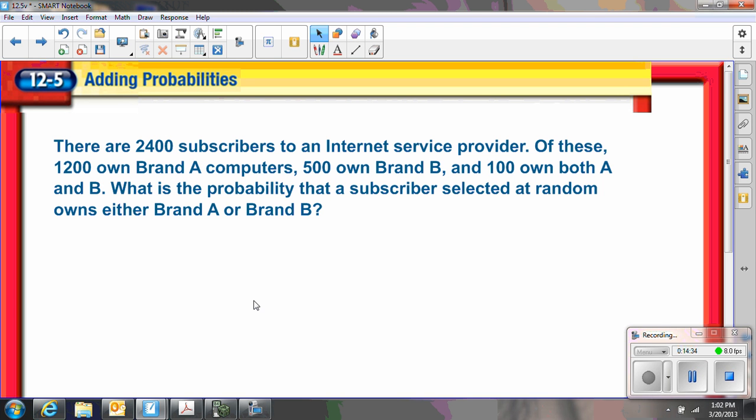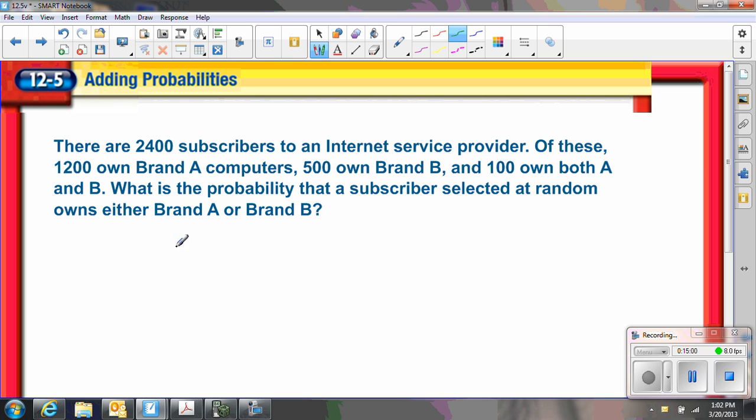So for example, let's say there are 2,400 subscribers to an internet service provider. Of these, 1,200 own brand A, 500 own brand B, and 100 own both A and B. What's the probability that a subscriber selected at random owns either brand A or B? Because a subscriber could possibly own both in this scenario, this is what makes it an inclusive event.